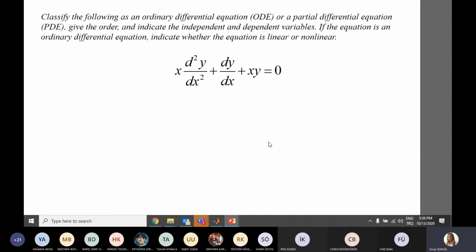For example, this one. Let's classify them: if it is ordinary or PDE, the order, the dependent and independent variable, and linear or non-linear. I'm listening to you. Okay. Tell me, is this ODE or PDE? Is it ODE or PDE?